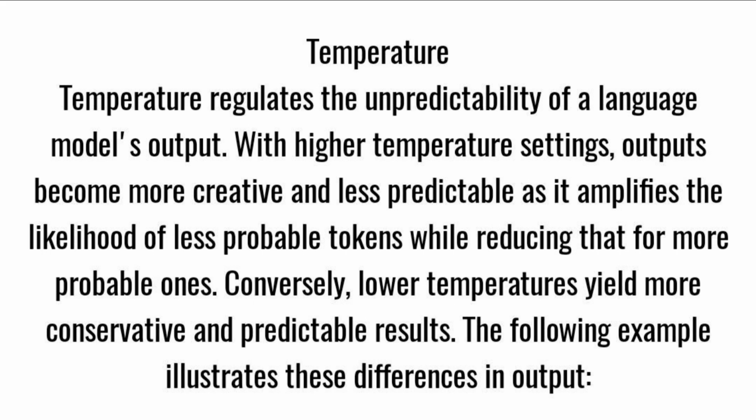Temperature. Temperature regulates the unpredictability of a language model's output. With higher temperature settings, outputs become more creative and less predictable as it amplifies the likelihood of less probable tokens while reducing that for more probable ones. Conversely, lower temperatures yield more conservative and predictable results. The following example illustrates these differences in output.